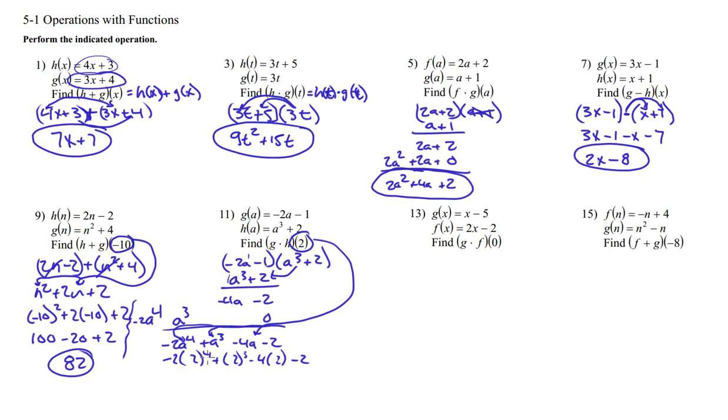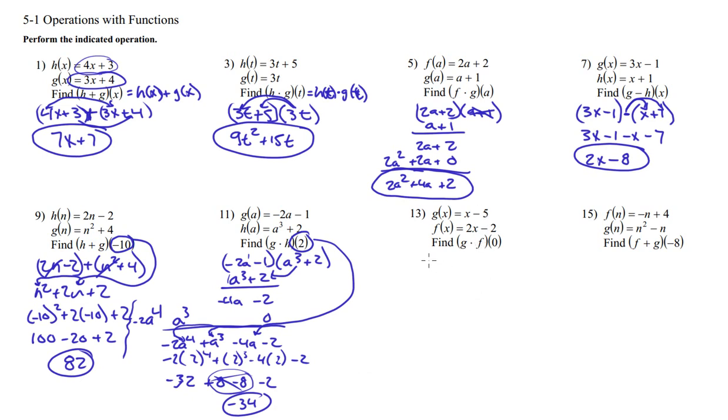So 2 to the fourth, 2 times 2 is 4, times 2 is 8, times 2 is 16. So 16 times negative 2 is negative 32. There we go. 2 to the third, 2 times 2 is 4, times another 2 is 8, so that's plus 8. Negative 4 times 2 is a negative 8, and then a minus 2. These two cancel each other out. Negative 32 minus 2 is negative 34. Okay.